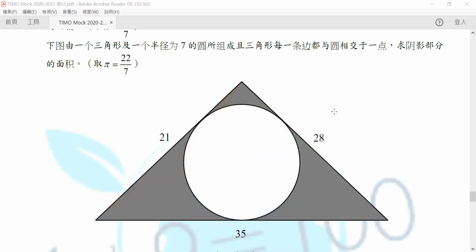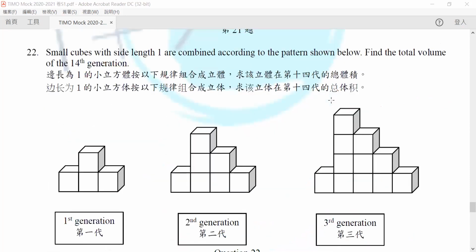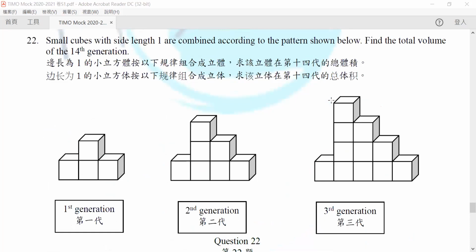All right, so next. This is actually very simple. This is not about geometry, but it really is just pattern matching. It's just logical thinking, right?